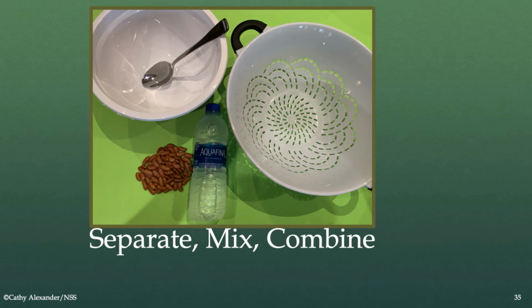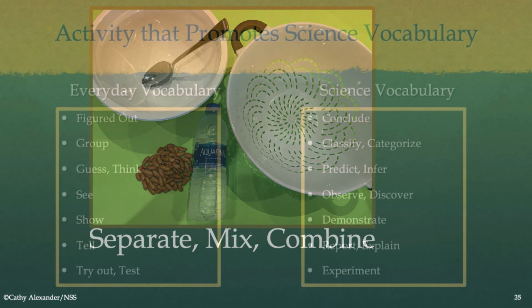Be sure the child says the verbs separate, mix, and combine while doing the experiment. For example, I am combining water with the beans. I am mixing the water and beans. The water is separating the beans.